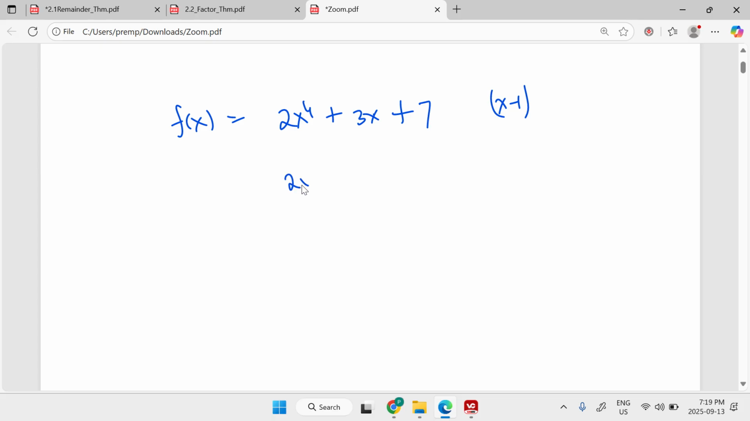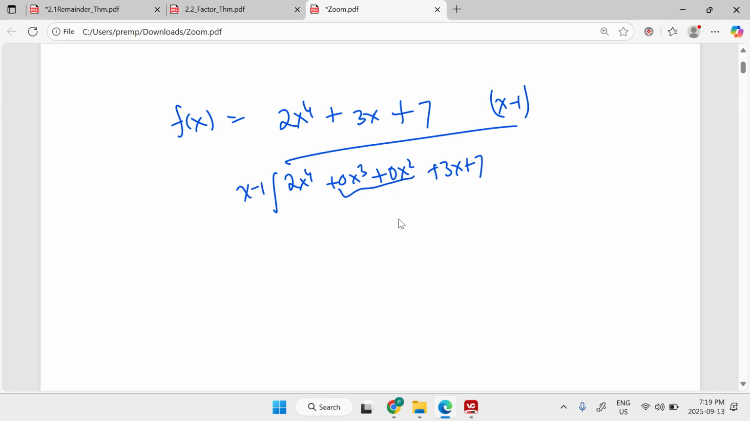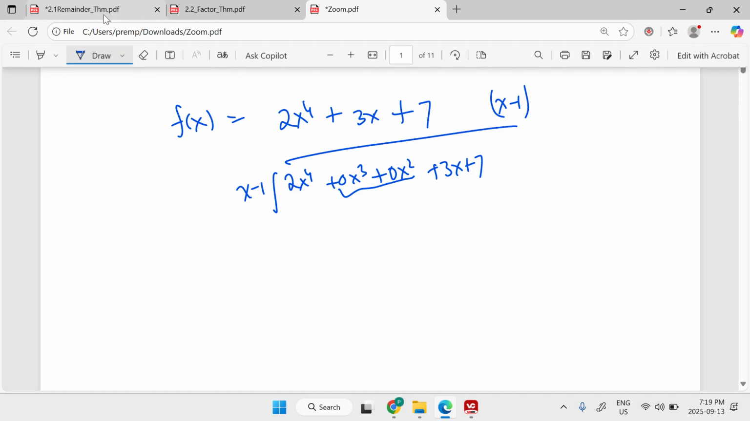So what you do, you write 2x⁴ plus 0x³ plus 0x² plus 3x plus 7, and then you divide it by x minus 1. So make sure you don't miss this part, otherwise you will end up doing it wrong, or it may be a little complicated for you to solve it. So now look into this.